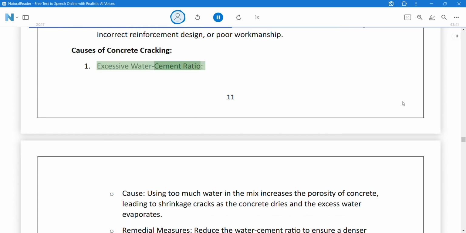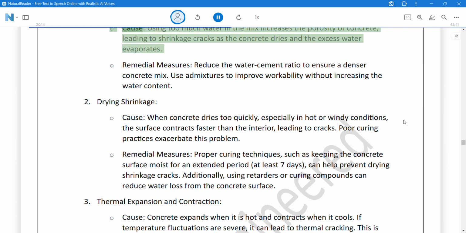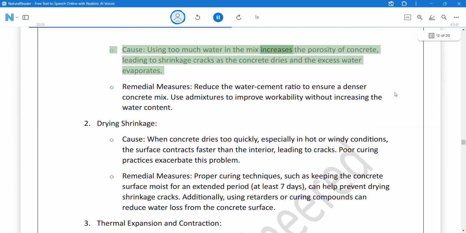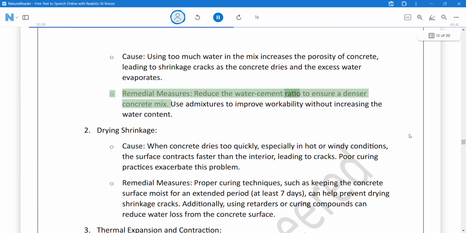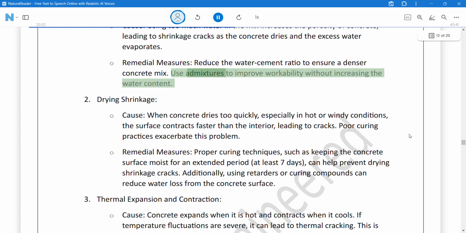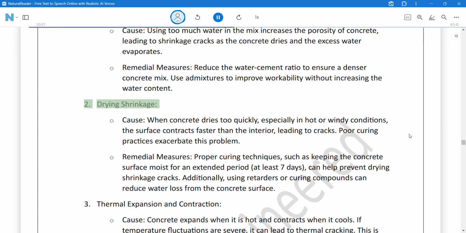Excessive water-cement ratio. Cause. Using too much water in the mix increases the porosity of concrete, leading to shrinkage cracks as the concrete dries and the excess water evaporates. Remedial measures. Reduce the water-cement ratio to ensure a denser concrete mix. Use admixtures to improve workability without increasing the water content.